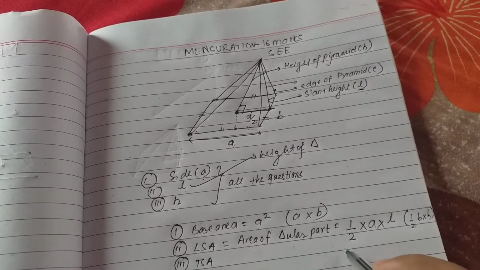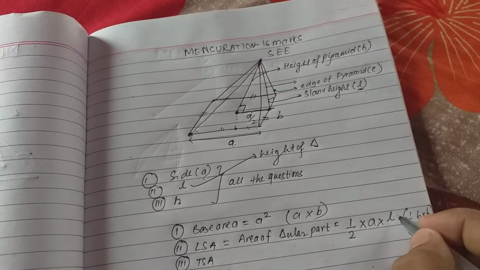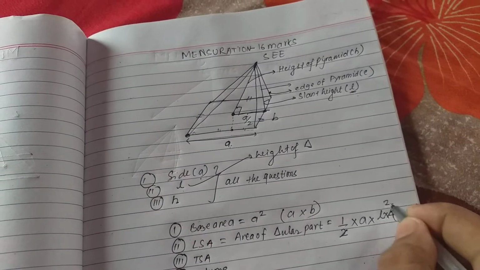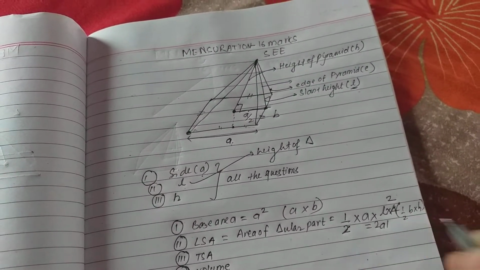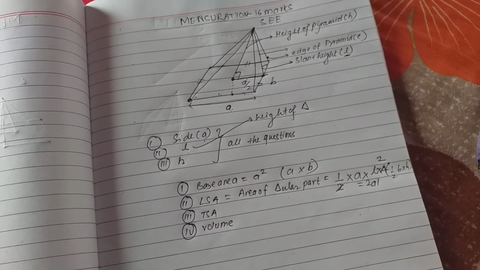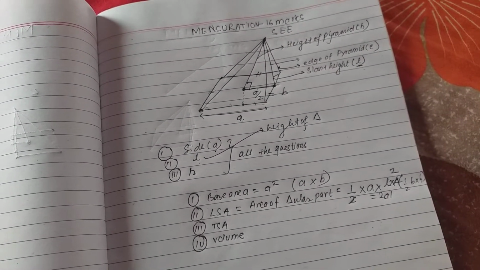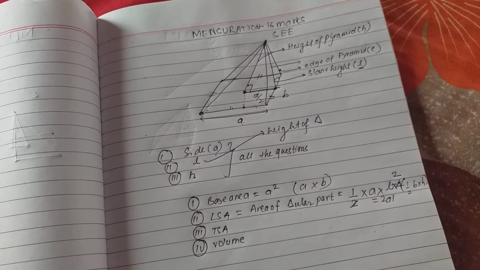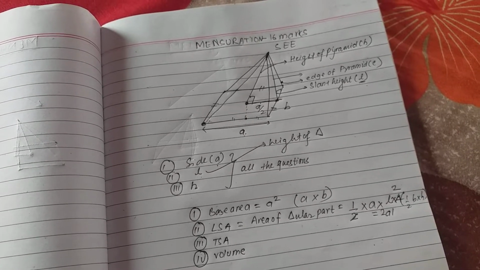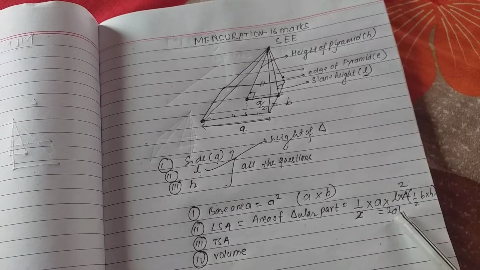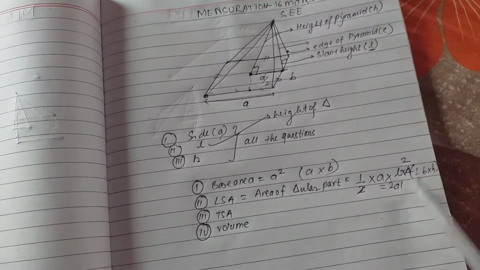This is the area of one triangle. There are altogether how many triangles? 4 triangles. Yes or no? So LSA will be 2AL, since there are 4 triangles and the area of one triangle is half AL, into 4 triangles. The 2 and 4 will cancel each other. So this LSA will be 2AL.